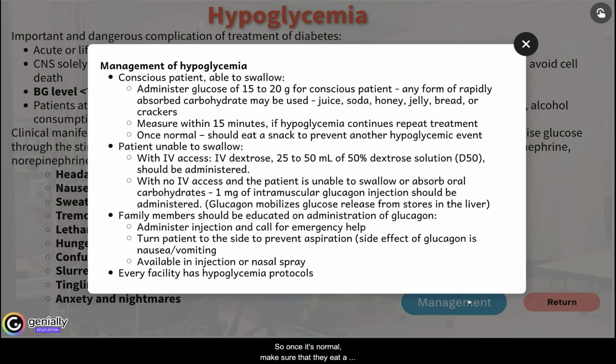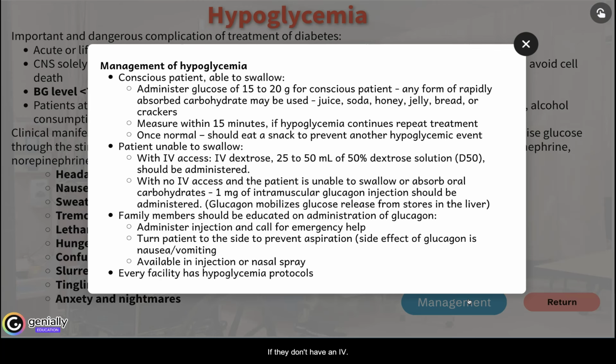Once it's normal, make sure that they eat a snack to prevent another episode of it. So this is for a conscious patient that's able to swallow. You don't want to shove a cracker into the mouth of an unconscious patient. That's only for the conscious patient. For a patient unable to swallow who has IV access, they're given IV dextrose. We call it D50, 25 to 50 milliliters of 50% dextrose, and it is administered through the IV.